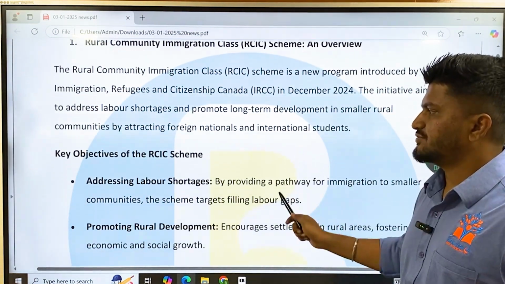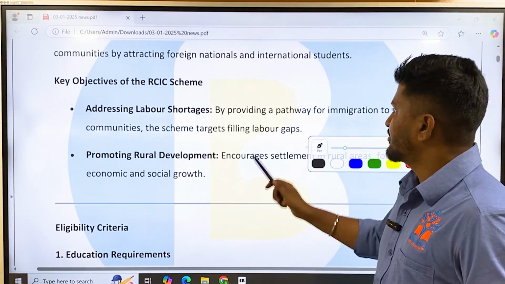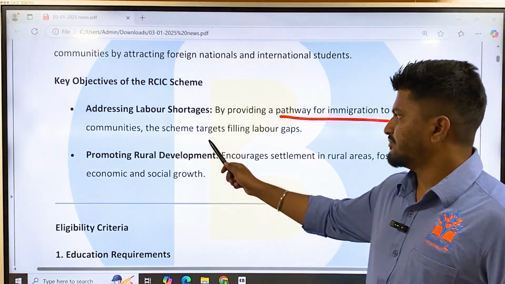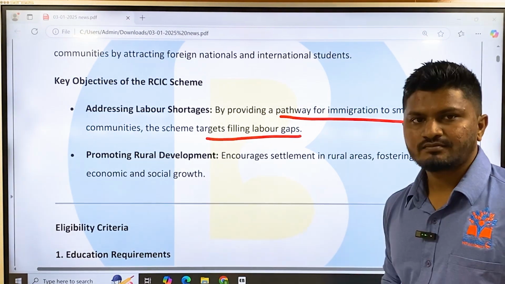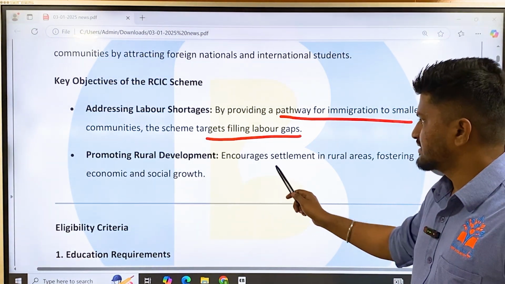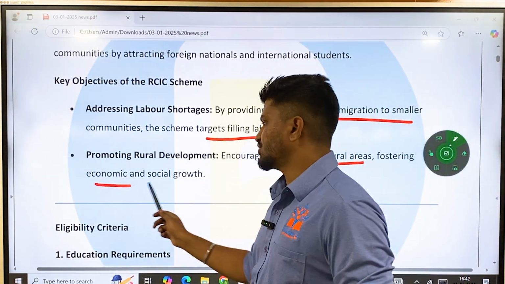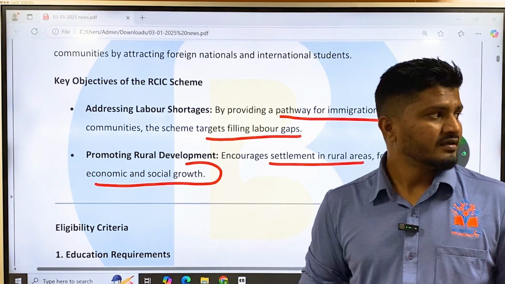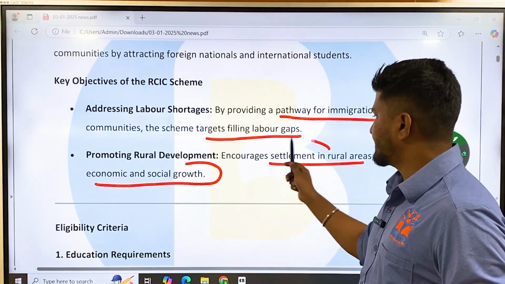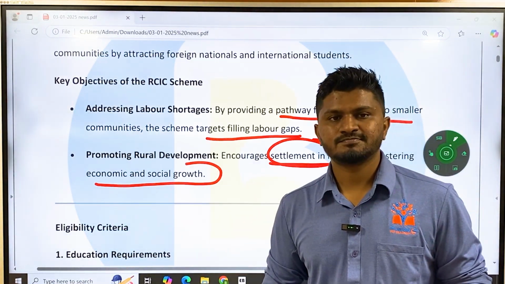So what are the key objectives? The key objective is addressing the labor shortages by providing a pathway for immigration to smaller communities. The scheme targets filling labor gaps and aims to promote rural development. That is, it encourages settlement in rural areas, fostering economic and social growth. They will be making the immigrants who are coming to Canada settle in rural areas, so that by settling there they can improve the development of rural areas.